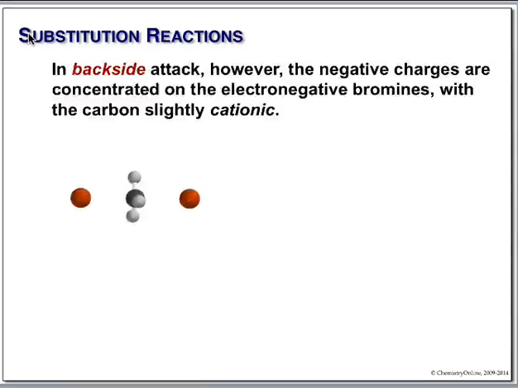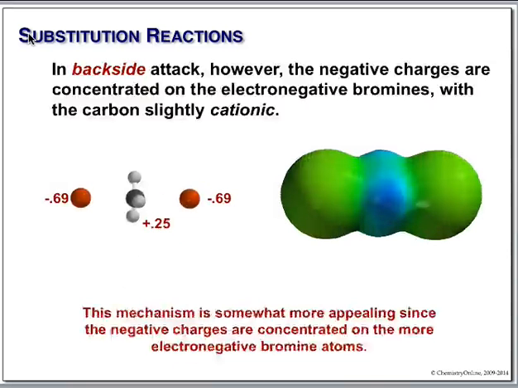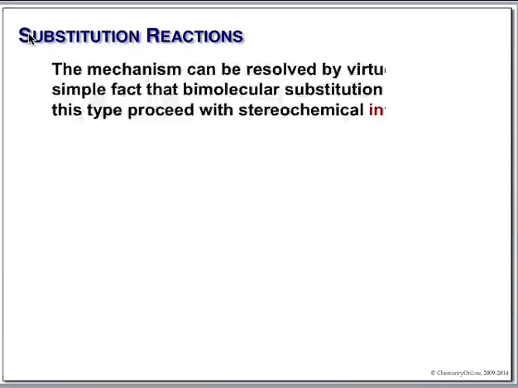If we do the same modeling here for our backside attack, here's our bromine coming in, here's the bromine leaving. We actually wind up with a positive charge now on our central carbon. That's this guy. And about minus 0.7 on our entering group and leaving group. Once again, because bromine is more electronegative, this is a more stable transition state. So our prediction, based on modeling, would be that this guy works.